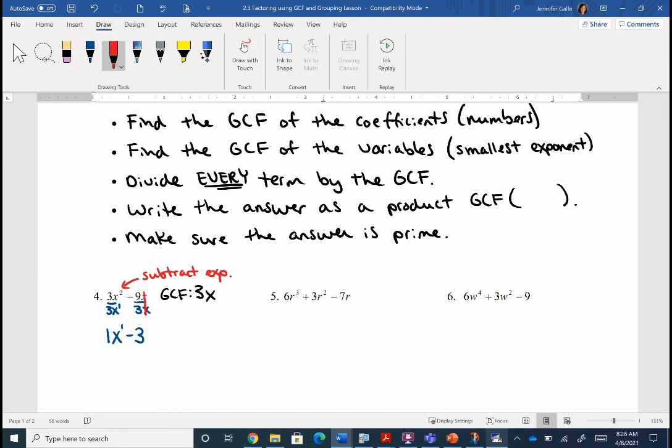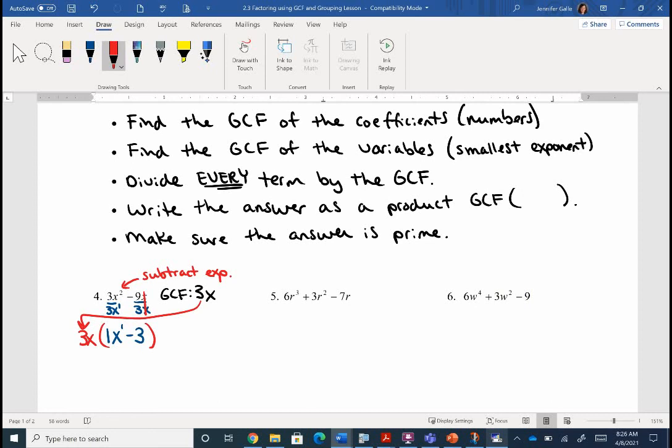Then step 4 says write the answer as a product. Product means multiplying. We're going to put our greatest common factor out front and what we just got after we divided inside the parentheses. So I divided, I'm going to put parentheses, GCF goes out front.